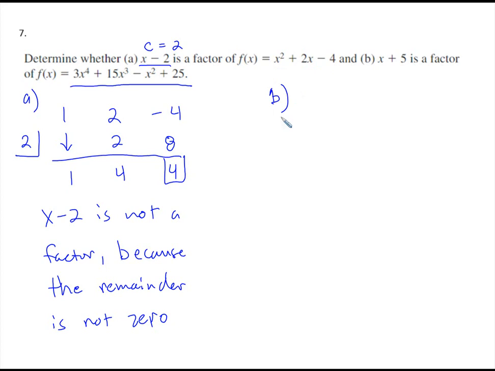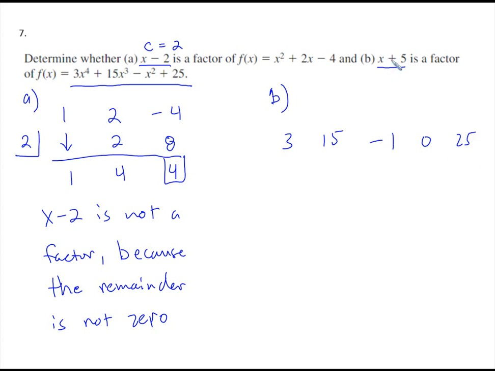Alright, so let's take a look at example B. We want to know if x plus 5 is a factor of 3x to the 4th plus 15x to the 3rd minus x squared plus 25. First of all, this polynomial is missing the x term, so I'm going to have to put a 0 in place of that when I do the synthetic division. So I'm going to take all these coefficients: 3, 15, negative 1. Now it's missing the x, so I need a 0. Then I have the 25.